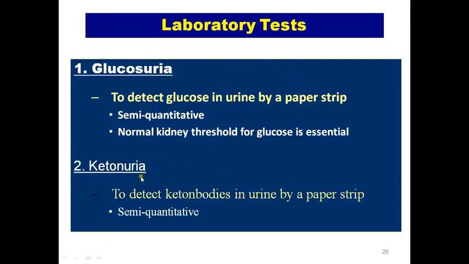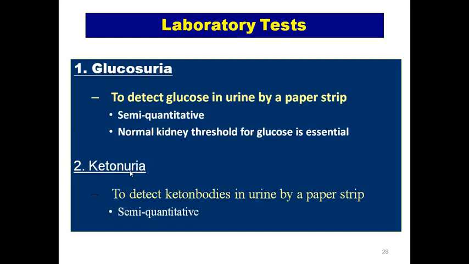Much better to test for ketones is ketonemia, that is the test for ketones in the blood, because there are three types of ketones present in the body. Acetoacetic acid is the one which goes into the urine. Beta hydroxybutyrate is the one which remains inside the blood and is not excreted in the urine. So beta hydroxybutyrate is converted to acetoacetic acid, and sometimes if the ketonuria has settled down, you have to check the blood, because the beta hydroxybutyrate might still be there and the patient might still be in ketonemia.